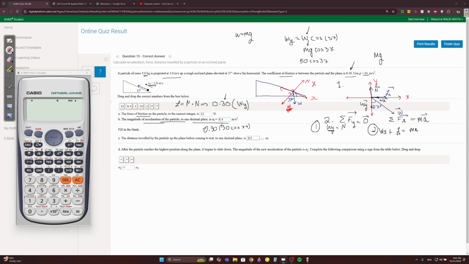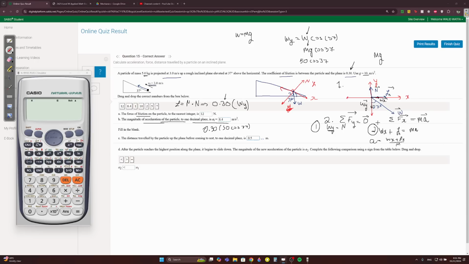What do they want? They want acceleration. Let's see. Always for these types of questions, you go back to your equations. Do I have acceleration in any of them? Yes, here. When they're asking for something, you rearrange the equation so that you get that something. How do I find acceleration? I have to divide by m, right? So I'm going to get Wx plus Fk over m.